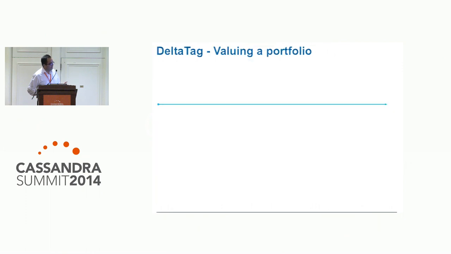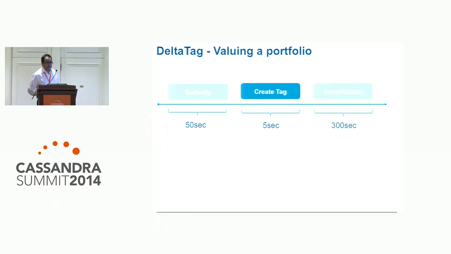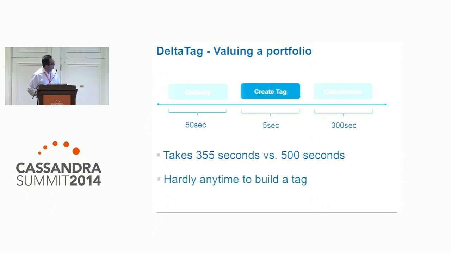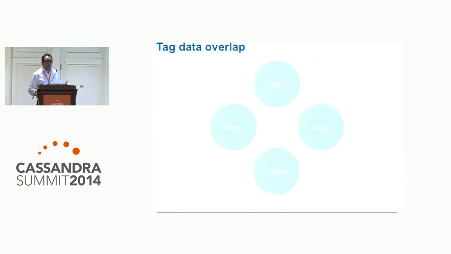So what this meant in terms of the actual time to value a portfolio was that Gallerify is still the same because we haven't changed that. Tag creation has gone down to 5 seconds, and obviously calculations stay the same. So there was a significant improvement in the amount of time to value a portfolio, and creating tags became very cheap as well. And in terms of the data, now that we're sharing the vast bulk of the data, the overlapping data was a lot more, so we were saving a lot of disk space as well.